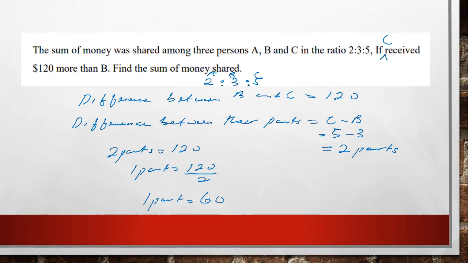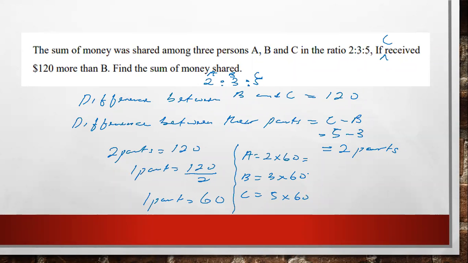Now, when you get 60, what will I do next? They ask, what is the sum of money shared? So A would be 2 times 60. Then B would be 3 times 60. Then C would be 5 times 60. So let's work out each of them and see what we get.